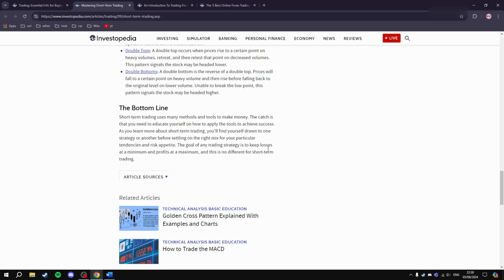Double tops occur when prices rise to a certain point on heavy volumes, retreat and then retest that point on decreased volumes. This pattern signals the stock may be headed lower.